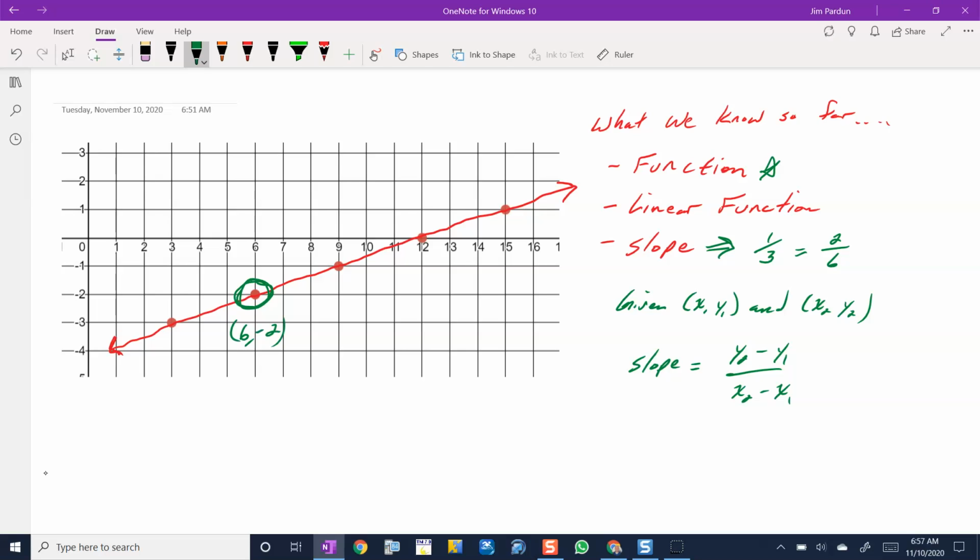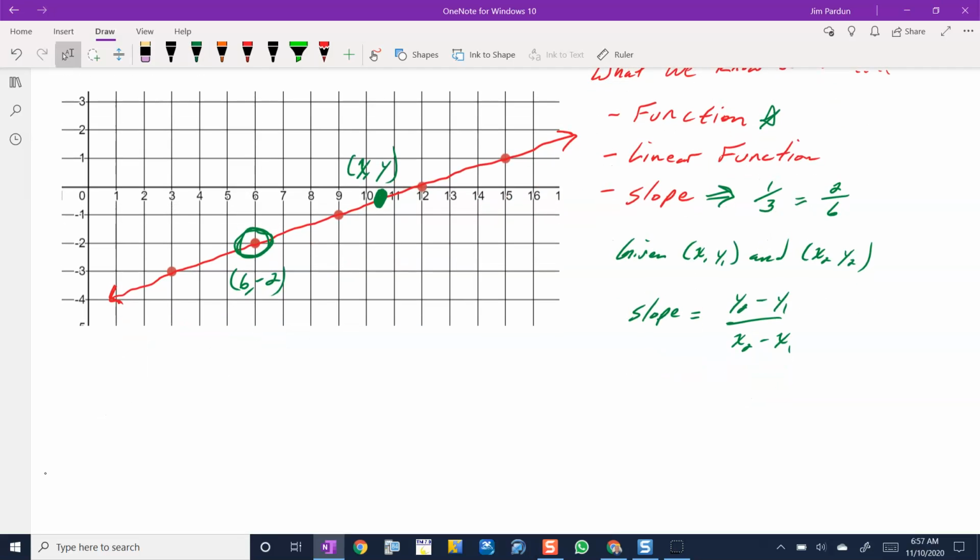I know that if I have that point right there and some other generic point, and I'm going to put my generic point right here, I have no idea what that point is, so I'm just going to call it xy. It's some generic point xy. But what I know is that if I want to figure out the relationship between xy and 6, -2, I can simply use my slope formula. And I can take y minus -2 divided by x minus 6. Well, that's the slope formula. And I know that the slope is going to be equal to 1/3.